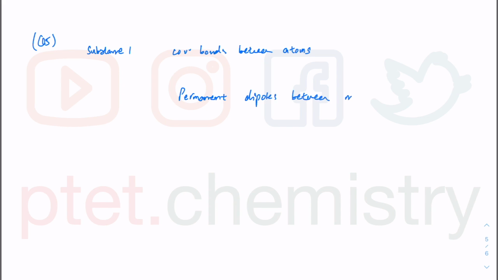Question 5. Question 5 is about structure and bonding. What do we know? Quite a lot of words. Let's have a look at substance 1. Substance 1 has strong covalent bonds between atoms. That is typical of a covalent compound. And then you have permanent dipoles between molecules. This is very important information because it means the molecule is polar. These are intermolecular forces.